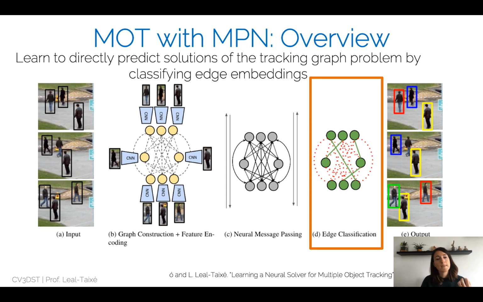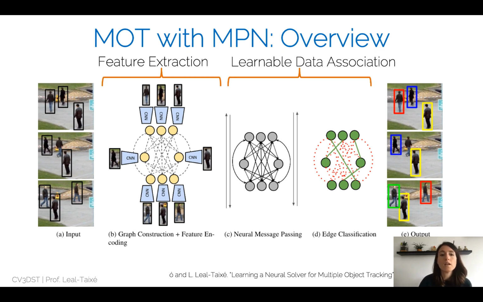So essentially, in the first step, we have constructed the graph. We have then passed along the information. Detections have been connected to other detections. And in a third step, now we are able to robustly classify the edges into active connections or not. So essentially, if we want to map it to a traditional CNN view, let's say, we can consider the graph construction and the feature encoding as sort of a feature extraction step, and the neural message passing and edge classification as a learnable data association step.